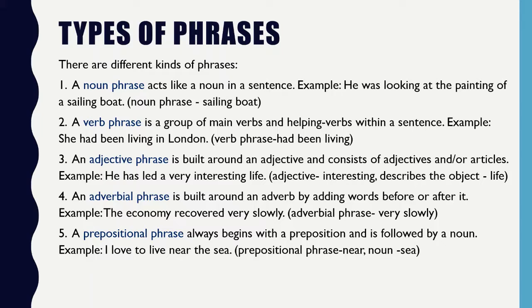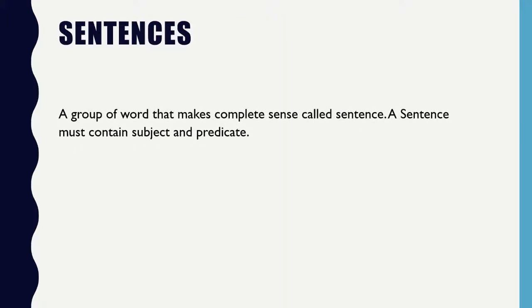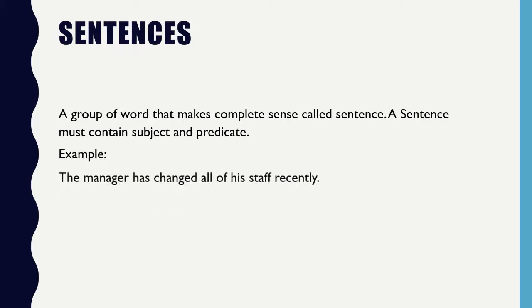A prepositional phrase always begins with a preposition and is followed by a noun. Example: I love to live near the sea. Here, the prepositional phrase is near the sea and the noun is sea. Sentences. A group of words that makes complete sense is called a sentence. A sentence must contain a subject and predicate. Example: the manager has changed all of his staff recently.